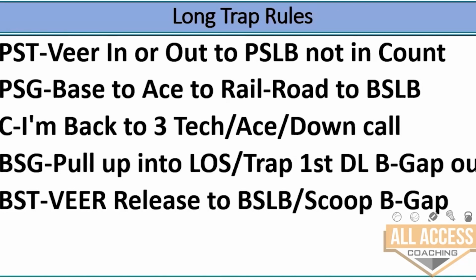Backside guard pulls up in the line of scrimmage and traps the first down lineman to the B gap out. Backside tackle is released by the backside backer, and you will have to scoop anybody playing the B gap. A 3 technique is not a B gap. The 3 technique can be assigned to the center. Okay, so the backside guard's got to identify any 3 technique on the backside.